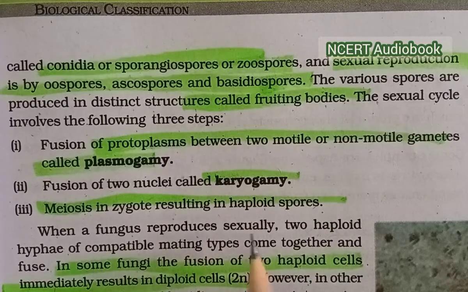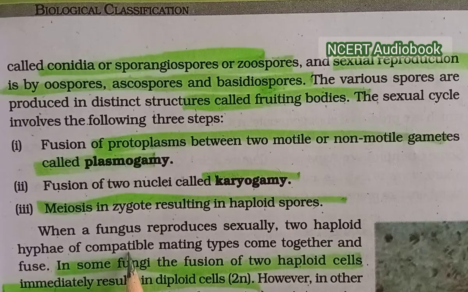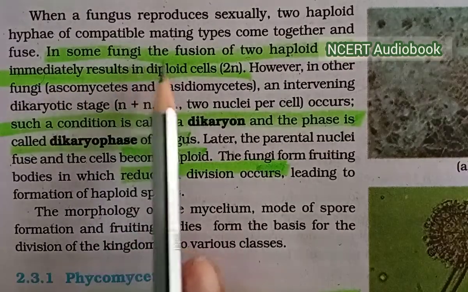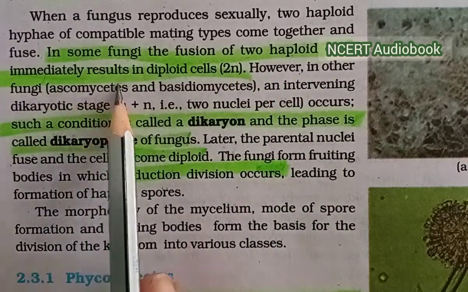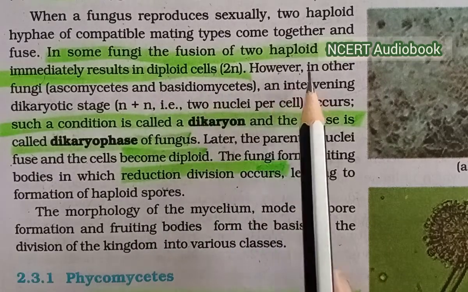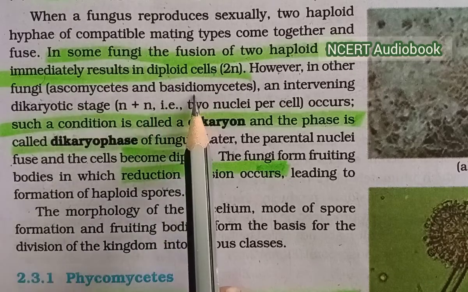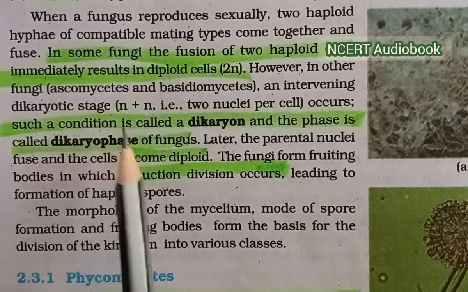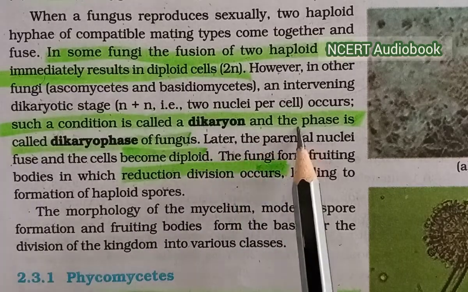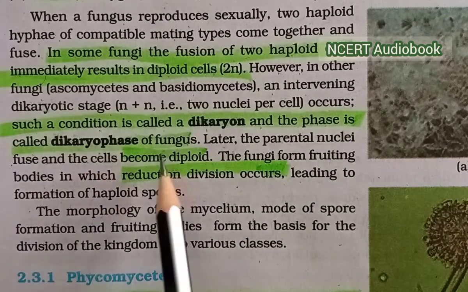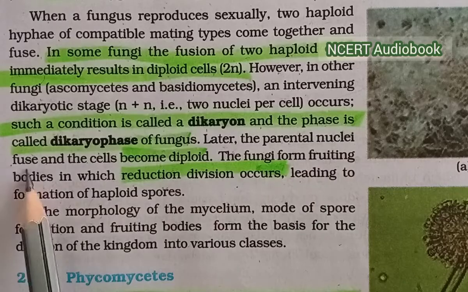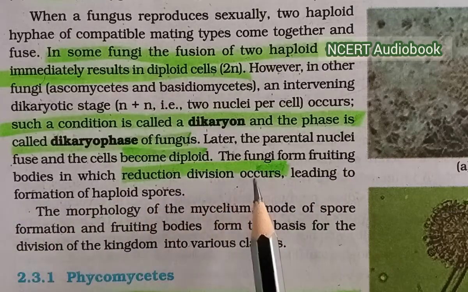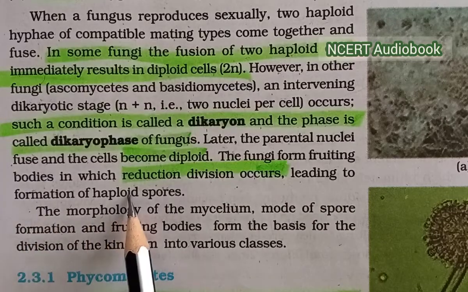When a fungus reproduces sexually, two haploid hyphae of compatible mating types come together and fuse. In some fungi, the fusion of two haploid cells immediately results in diploid cells. However, in other fungi, ascomycetes and basidiomycetes, an intervening dikaryotic stage occurs. Such a condition is called dikaryon and the phase is called dikaryophase of fungus. Later, the parental nuclei fuse and the cell becomes diploid. The fungi form fruiting bodies in which reduction division occurs, leading to formation of haploid spores.